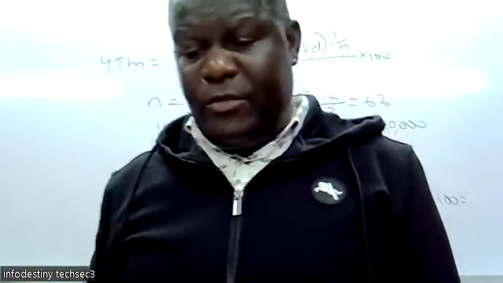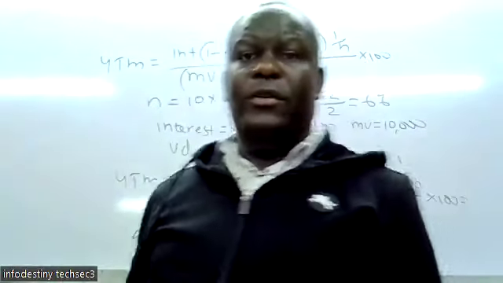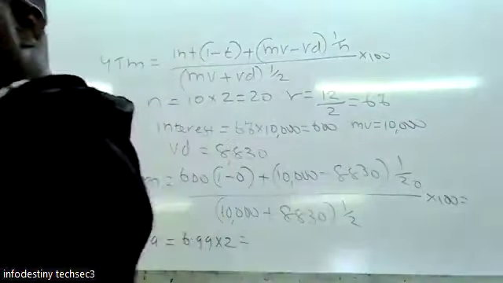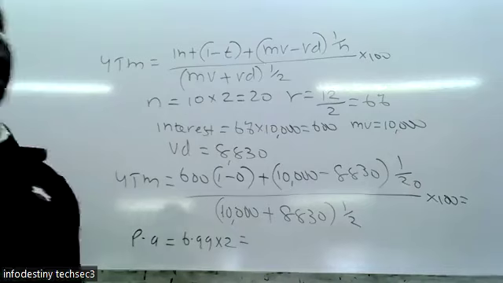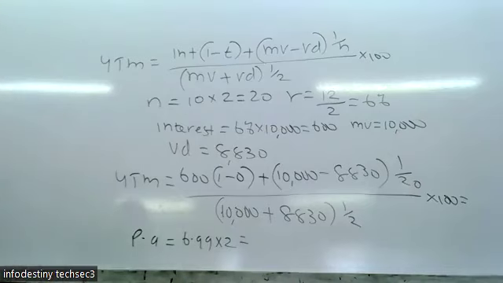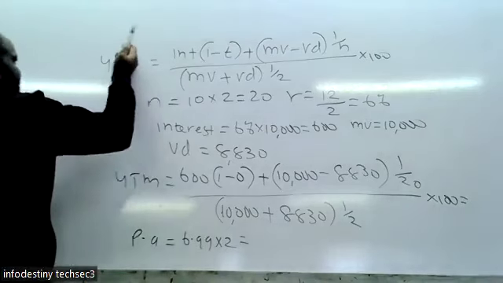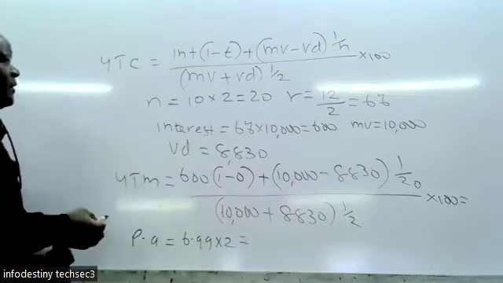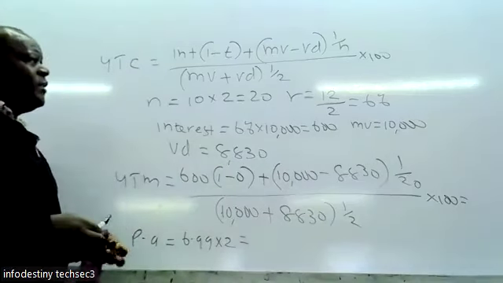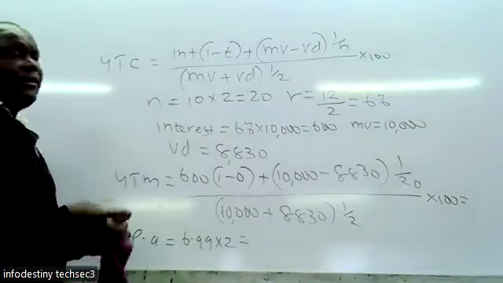So Roman letter 2 is the yield to call. So yield to call, the formula will not change. This formula will remain the same. So what is changing are some few details there.